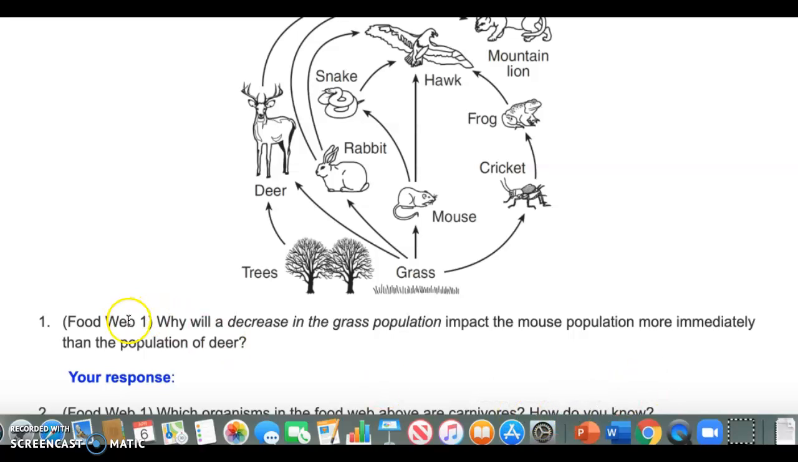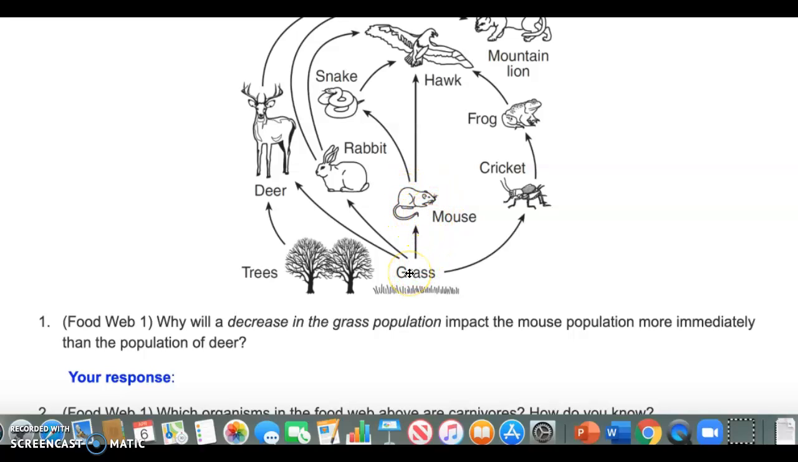So for Food Web 1, it asks, why will a decrease in the grass population impact the mouse population more immediately than the population of deer? Right? So I'm going to look in the direction that the arrows are pointing from grass, and I'm also going to look at mouse here. So I see grass is the source of food or energy for the mouse. Are there any other sources of energy for the mouse? No. I see this is the only arrow pointing in the direction of the mouse.